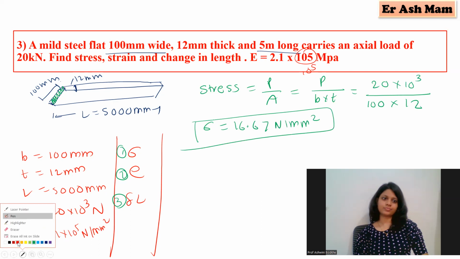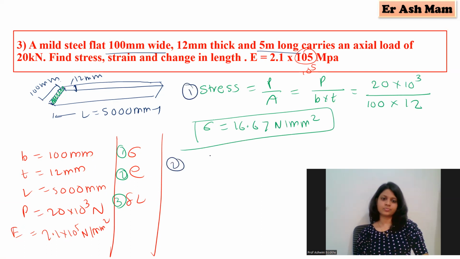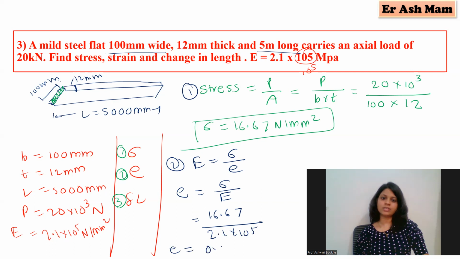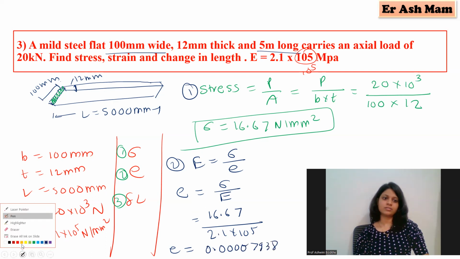This one is first. Second is strain. We know that Young's modulus of elasticity E equal to stress upon strain. Therefore, strain equal to stress upon E. Stress is already calculated, 16.67, upon E, which is 2.1 into 10 raised to 5. Therefore, strain equal to 0.00007938.